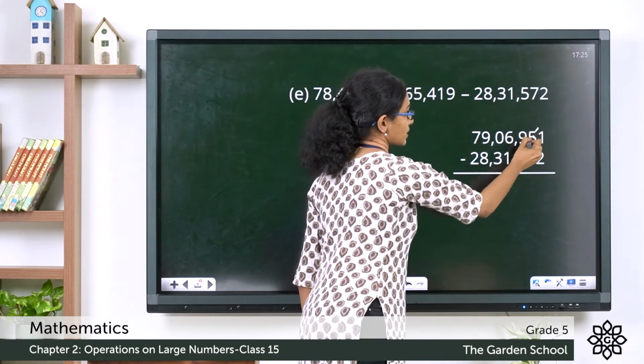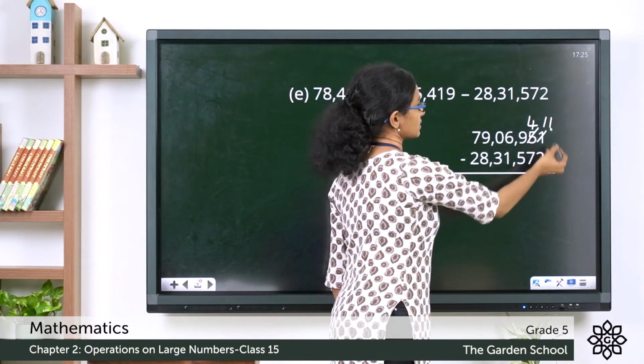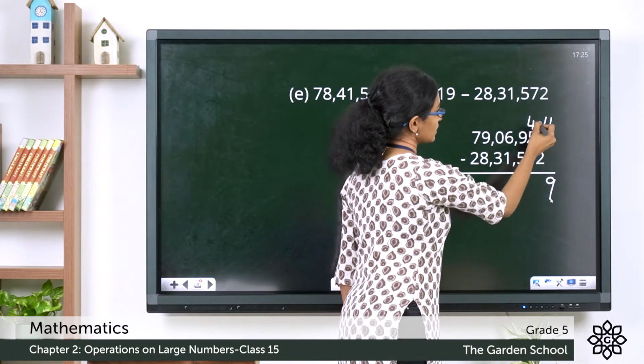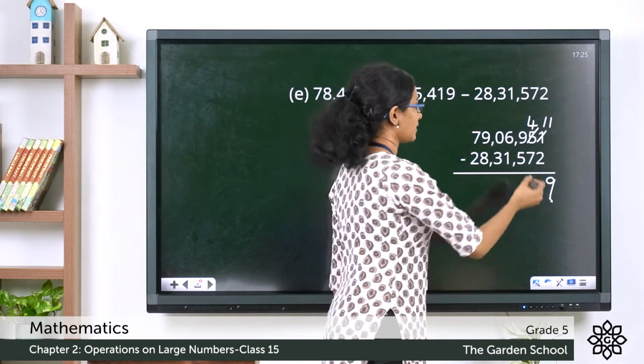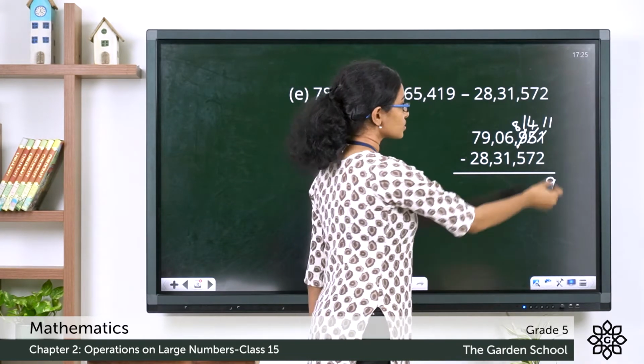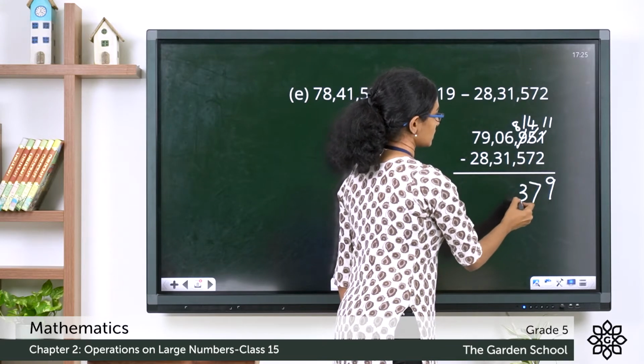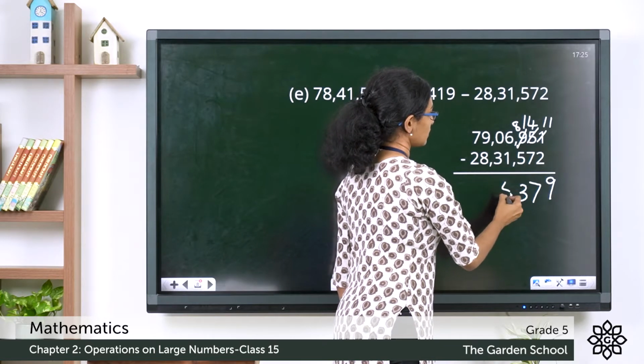So 1 minus 2 we cannot do. So we borrow. So this is 11 once. 11 minus 2, 9. 4 minus 7, again we have to borrow. Making this 8 and this one 14. So 14 minus 7, 7. 8 minus 5, it is 3. Now 6 minus 1, 5.